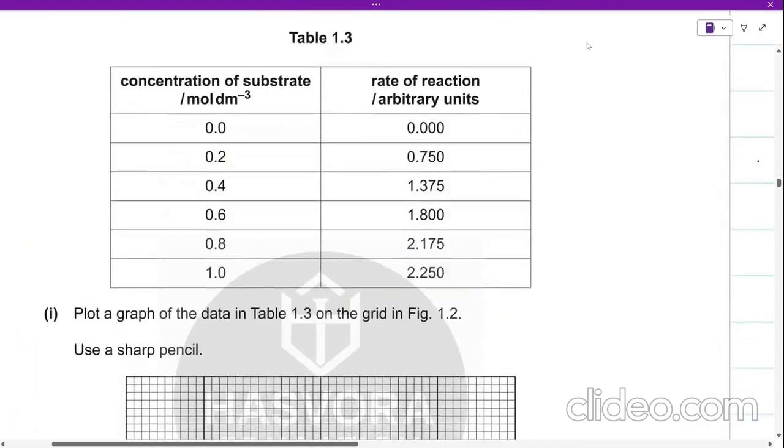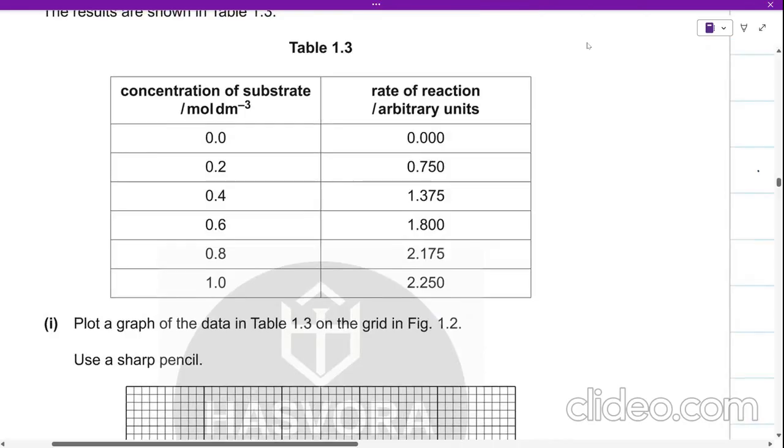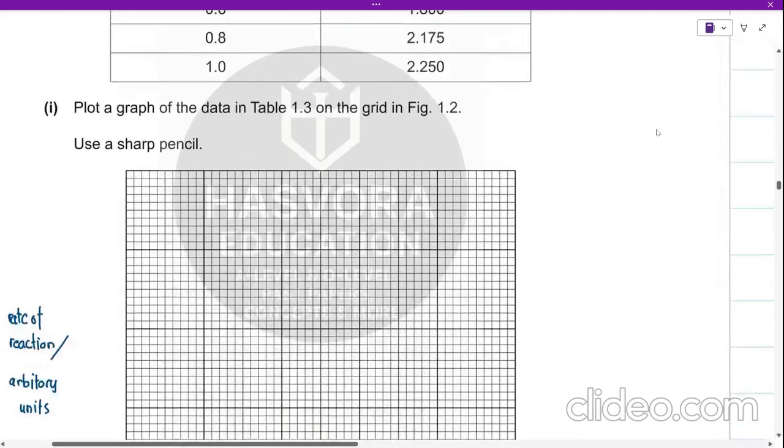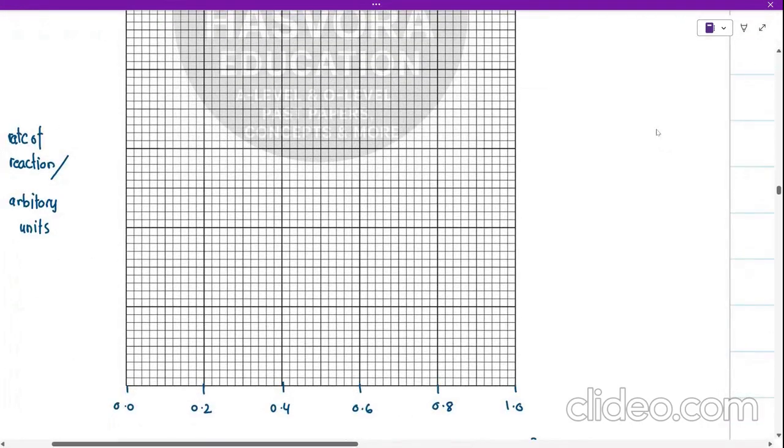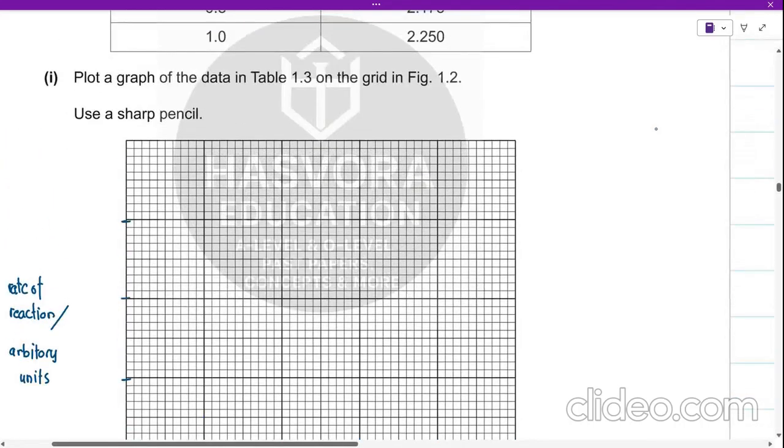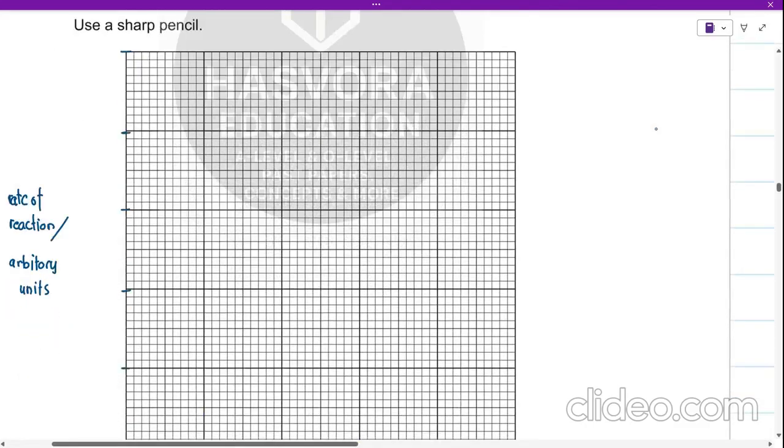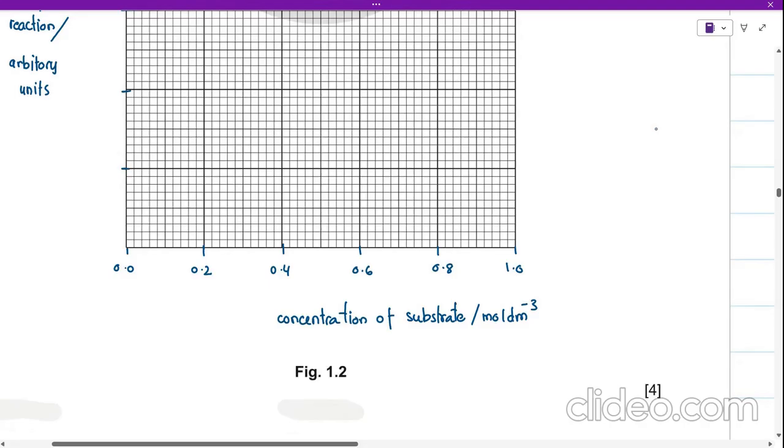And now we can see from which value to which value the rate of reaction lies. It lies from 0.000 to 2.25, so it is a range of 2.25. And how many boxes are being provided? This is going to be the first box, the second, the third, the fourth, and the fifth one. So now let's divide 2.25 by 5. It comes out to be 0.45.